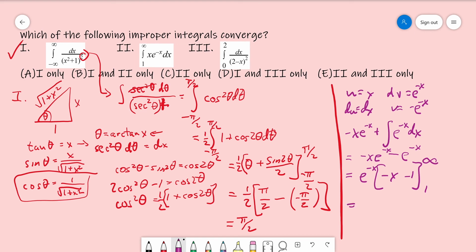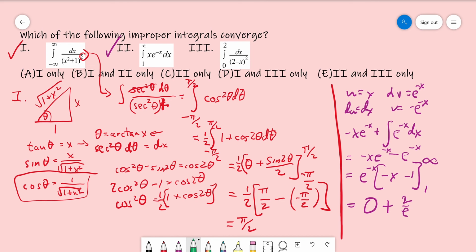So this is going to be 0 minus, and when you plug in 1, you get e to the negative 1, which is 1 over e, times negative 1 minus 1, which is negative 2. That's actually going to be a plus 2. So our answer is 2 over e. So that converges. So now we just have to check the third integral to see if it converges.